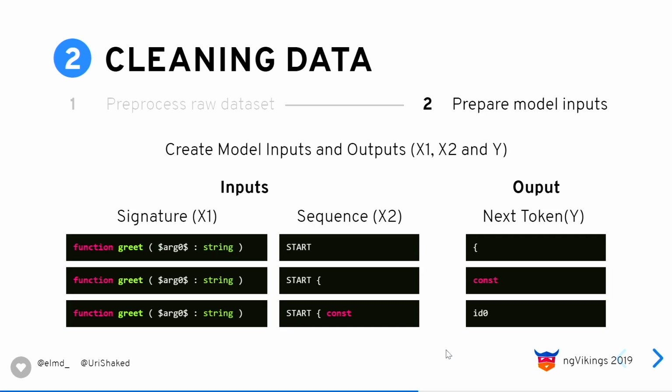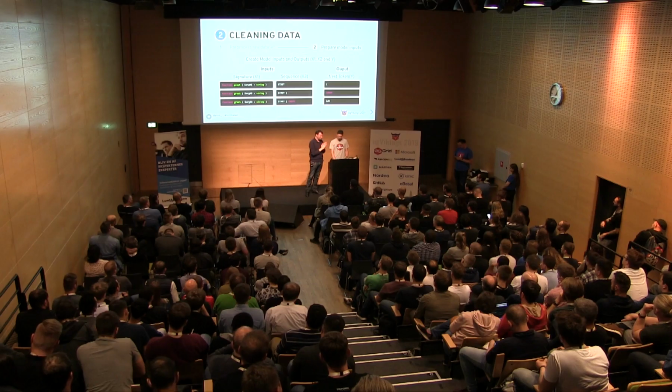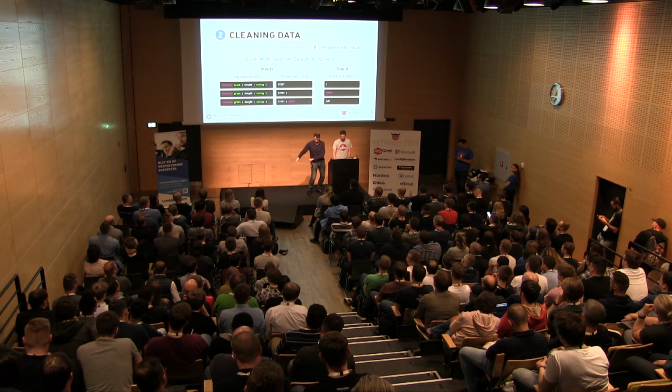So now we have long arrays of numbers representing the signature, the sequence, and the output. Correct. And are we ready to train? No. Hold your horses.